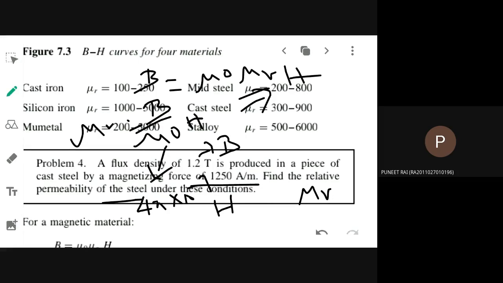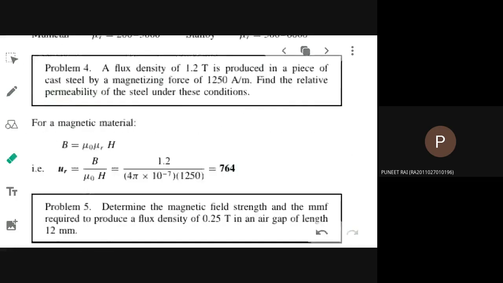What is the answer? 764 point something. 764. Let me check. Okay, 764. All got 764. Yes, ma'am. What about Aryan? I have also got 764. Okay, Shrish, everybody else, Tanishk.